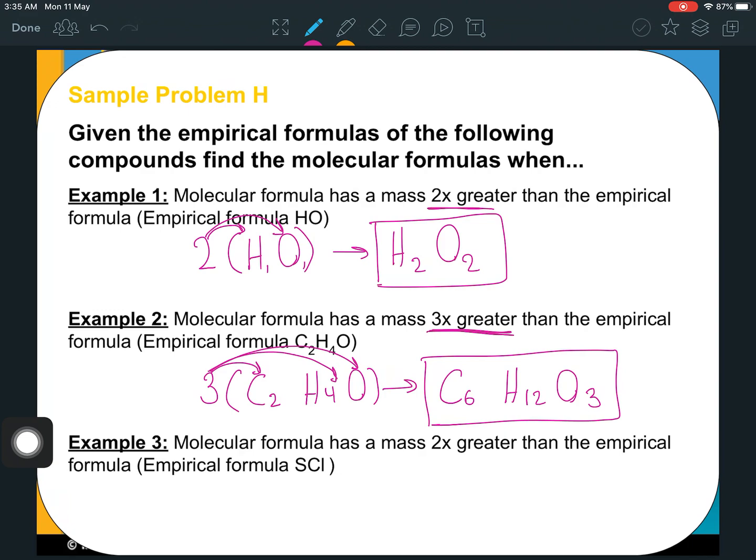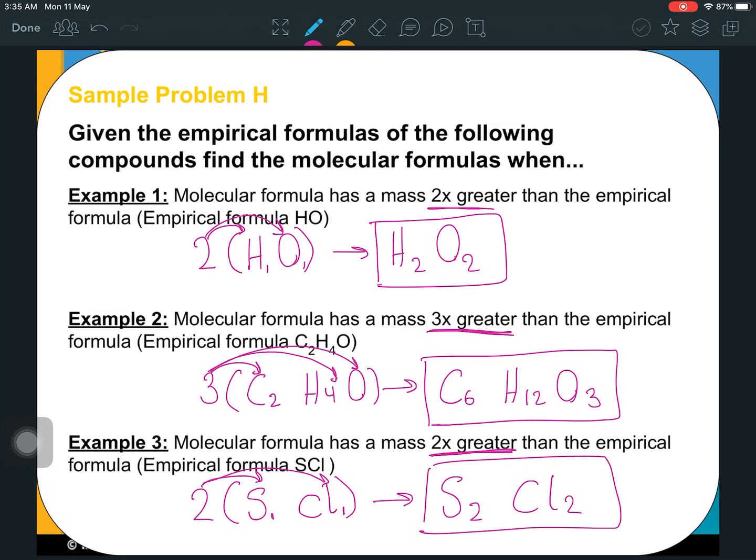All right, and now let's try the last one. Here, this one is 2 times greater. The molecular formula has a mass 2 times greater than the empirical formula. So let's go ahead and put it out here. SCl, sulfur and chlorine. Let's multiply this by that and this by that. Remember, each one of these is represented by 1, which means we have 1 sulfur and 1 chlorine. And we end up getting S2Cl2. There we go. That's our molecular formula. See, very simple.